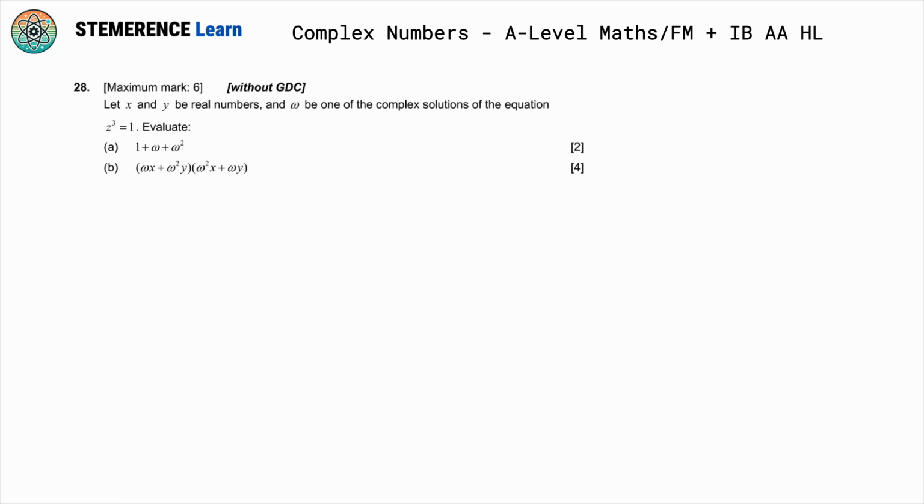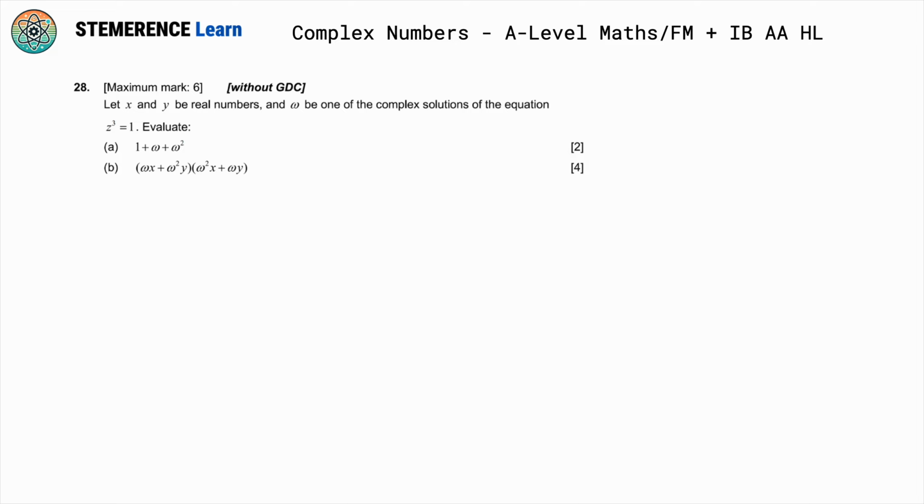Today we're going to be solving a complex numbers A-level maths or further maths problem. And this also covers IB complex numbers in AAHL. It says: let x and y be real numbers and omega be one of the complex solutions of the equation z cubed equals 1.